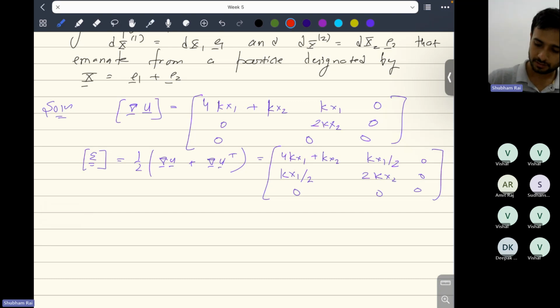And obviously, if you remember, this is nothing but gamma by 2. So it is shear strain divided by 2, this component, because shear strain is double of this component.